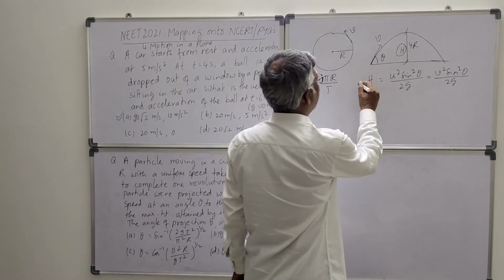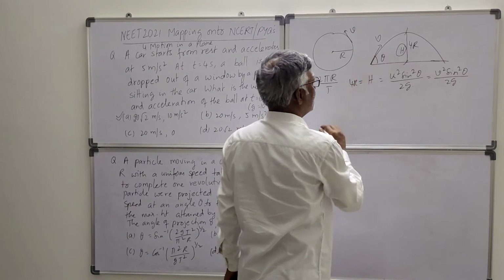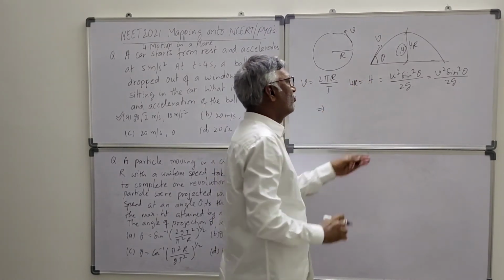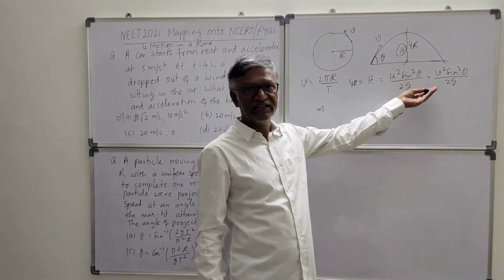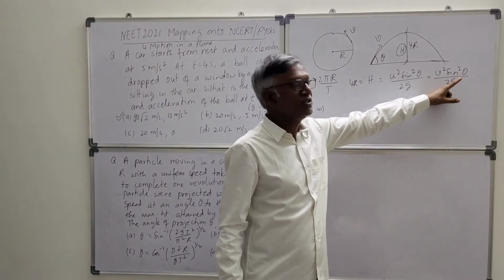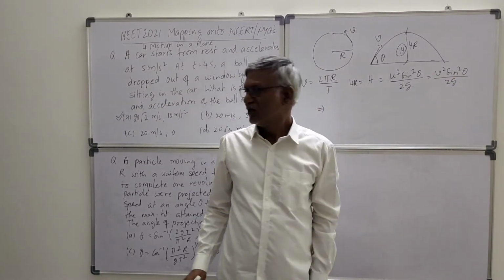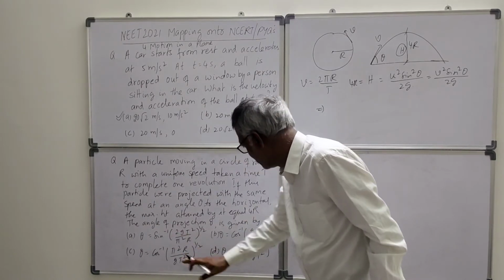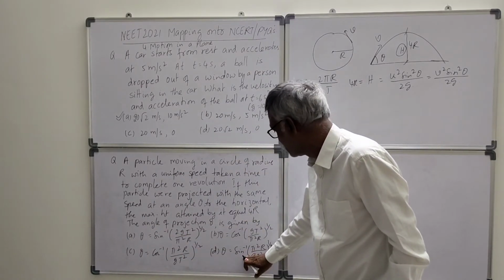So, H is given as 4r. From this itself you can understand easily. The answer can be given as theta. Theta is asked, so sine inverse should come. So, which of the options has sine inverse? This has sine inverse and this has sine inverse.